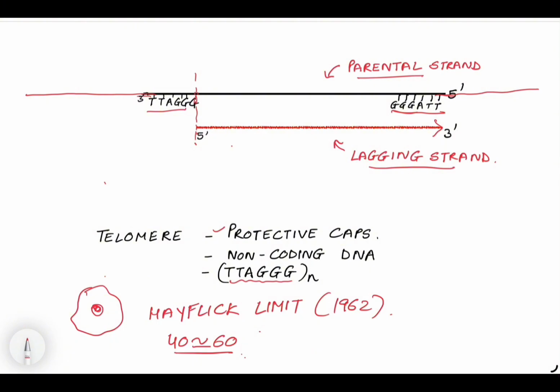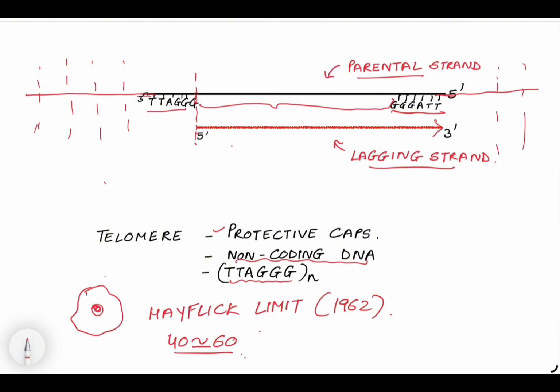These are called protective caps because they are non-coding DNA. Non-coding DNA means it does not code for any protein. So if they are cut, there is no problem because they do not code for any protein anyway, and they protect the coding area which is present here. This is the coding area. So gradually when they are cut one by one, there is still no effect because the coding area is still coding for the particular protein.